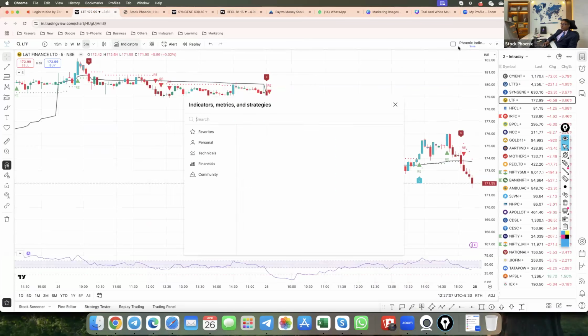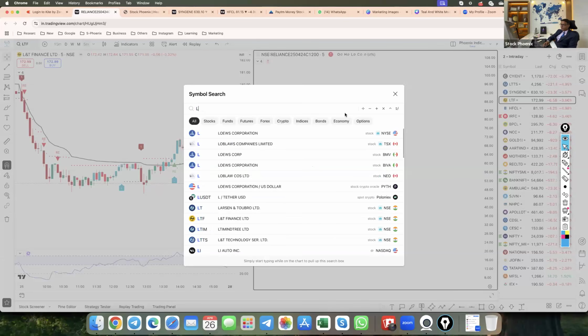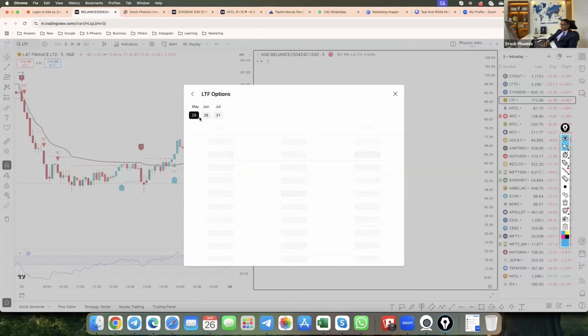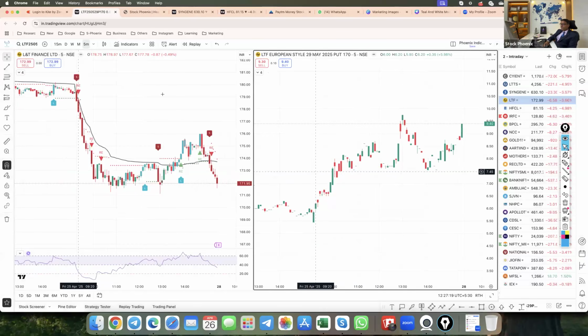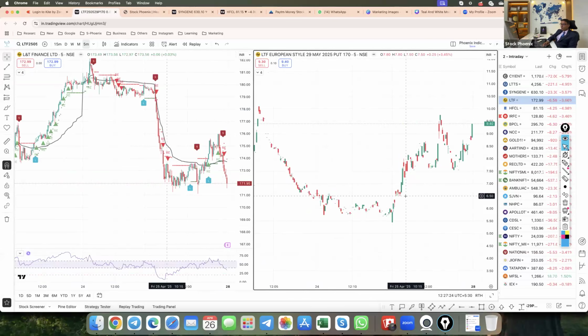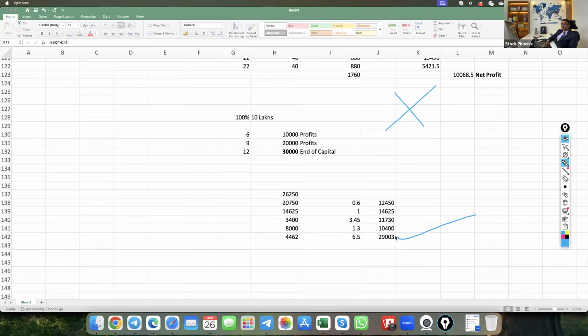So let me go to the 170 put option, LTF put option for the May expiry. When we got a sell signal, the price was 6 rupees 50 paisa. 6 rupees 50 paisa into one lot is 29,000. Is it good to invest? No. We will not put 30,000 in one counter.